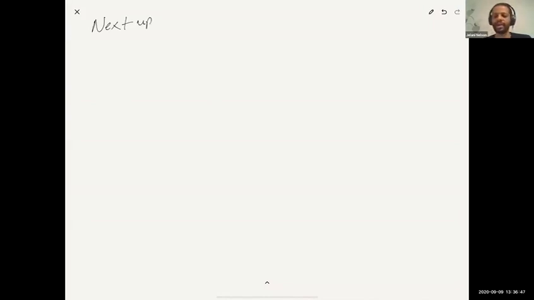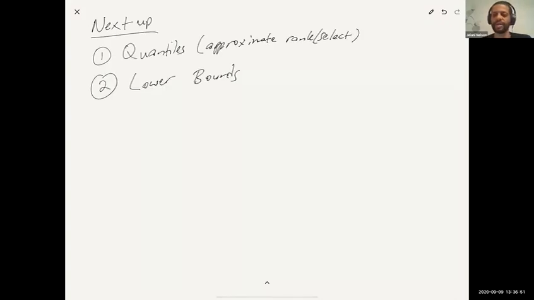When we talk about lower bounds, we'll do it for both quantiles as well as distinct elements. And you'll see some commonality in the techniques that we use. Lower bounds are going to recur throughout the semester. This will be the first introduction to them, but we'll keep talking about ways of proving them. So let's start off with quantiles.